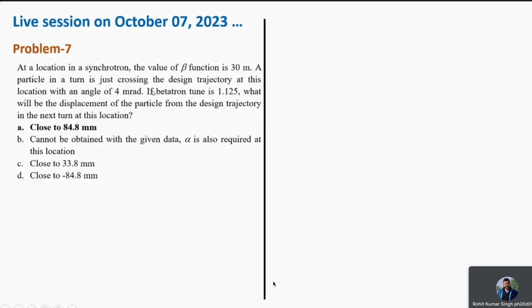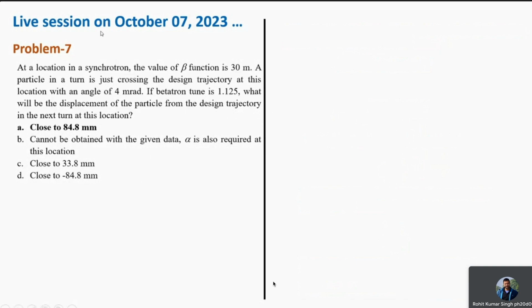It means in the first turn, you have x as well as x prime. X means it is just crossing the design trajectory at that location, so x is 0 because it is on the design trajectory. So x is 0 and x prime is 4 millirad. So you are given initial conditions. You can say this is the 0th turn: x is equal to 0 mm and x prime is equal to 4 millirad.